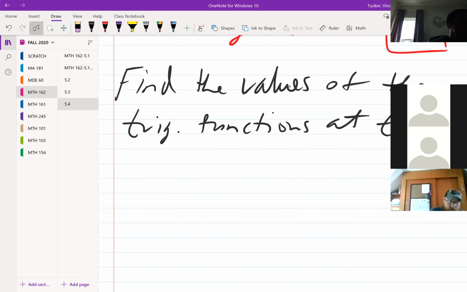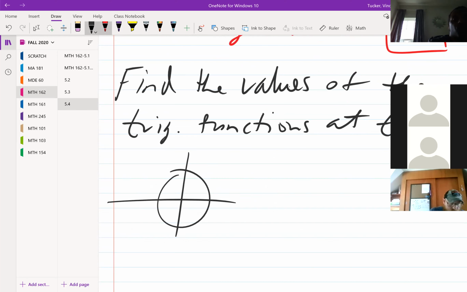So here they gave a diagram, but if you can remember, at least out of your unit circle, remember your coordinates here, here, here, and here. Remember we said this is 90 degrees, which is pi over 2. This is 0, which is also 360, which is 2 pi. This is 270, which is also 3 pi over 2. And this is 180, which is also pi.